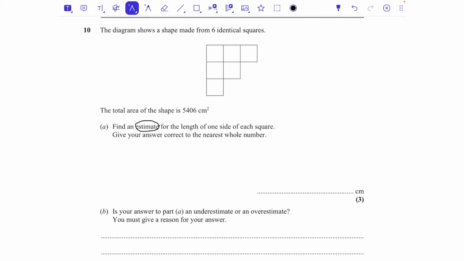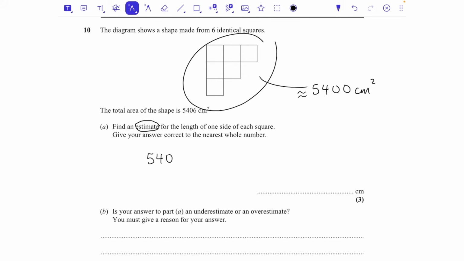I know that 54 is in the 6 times table, so it just makes sense to me to round to 5,400. Normally we round to one significant figure, but that's going to be 5,000, and 5,000 is not going to be in the 6 times table, so I'm just going to round to 5,400. So I'm going to say this area is roughly equal to 5,400 centimetres squared. 5,400 divided by 6 is 900. So I'm now saying that each square has an area of 900 centimetres squared.